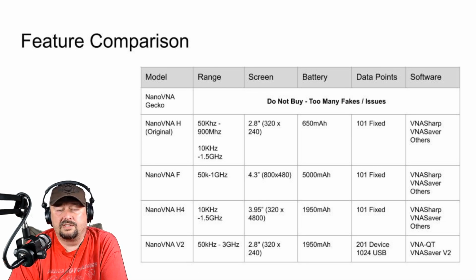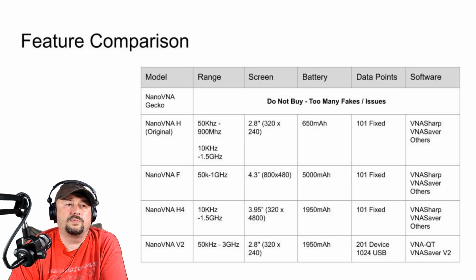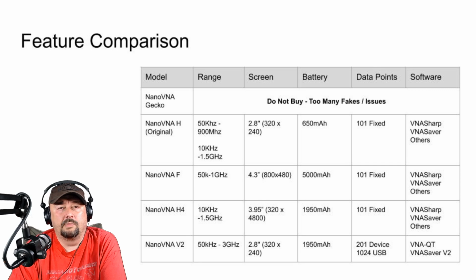The screen is actually 3.9 inches. The resolution is 320 by 480. I must have put an extra zero in there. And the battery is quite capable at 1,950 milliamps. Again, this one has 101 fixed data points, and that's kind of where my issue is. And it uses the same software as the previous NanoVNAs that we discussed.